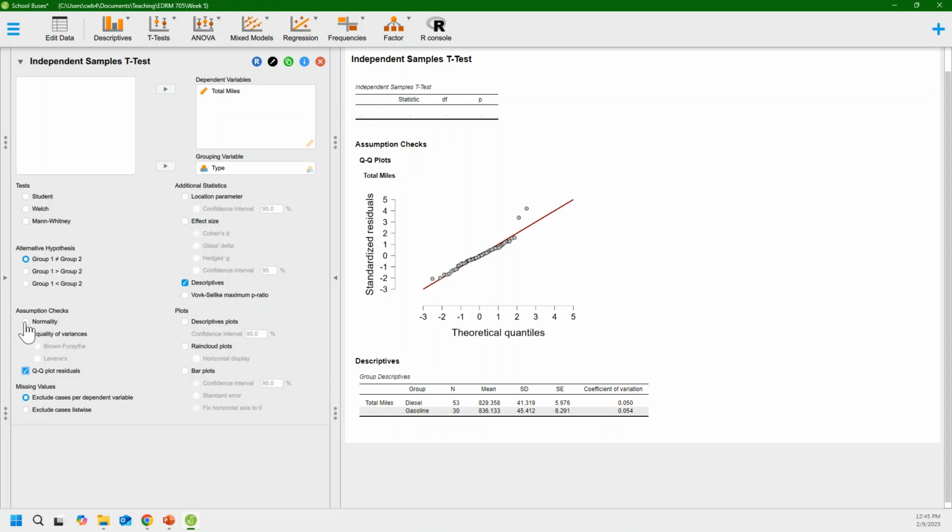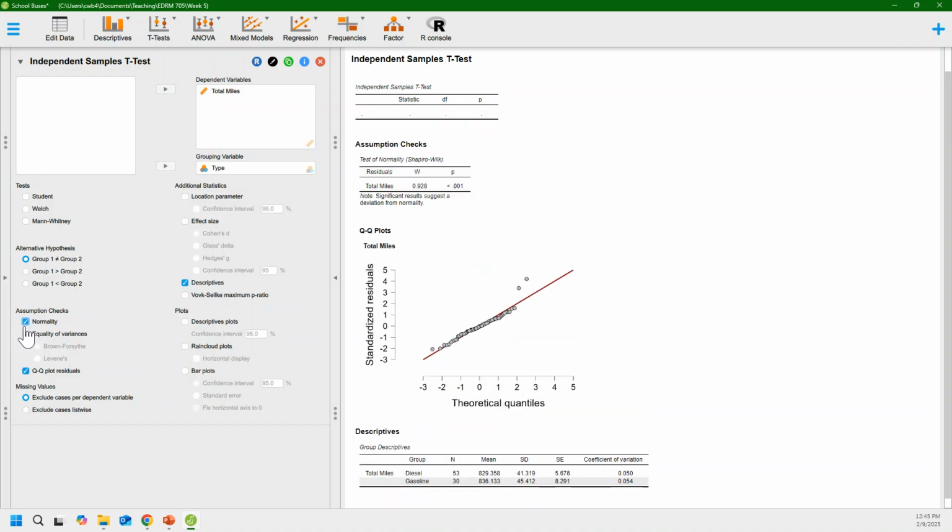Now, another one is to actually do a hypothesis test. This is called the Shapiro-Wilk hypothesis test. I'm going to select that. This is a test of normality. The null hypothesis is that the population distributions are normally distributed, and then the alternative is that it's not normal.